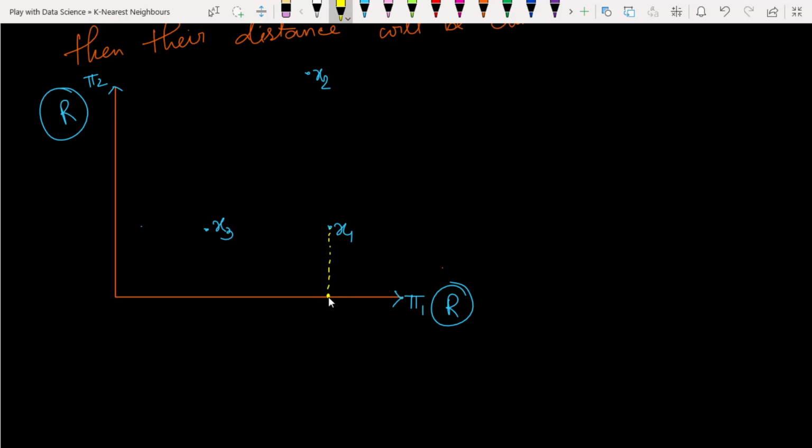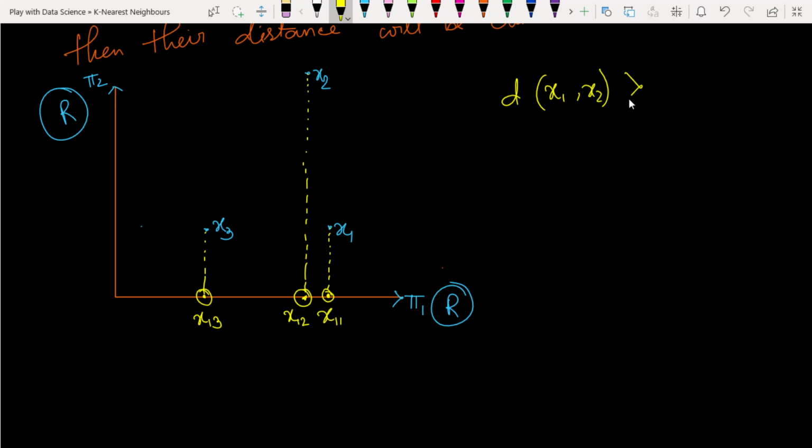So this point will be here. What will this point be? This point will be x11. Now I am projecting the x2 data point from this plane, x12. Similarly for this point, x13. I'm just projecting each point onto the plane pi 1. If you look at the Euclidean distance, the distance of x12 is much larger than the distance of x13.